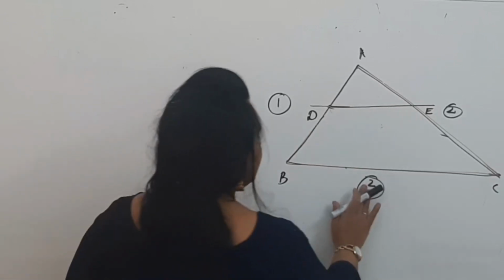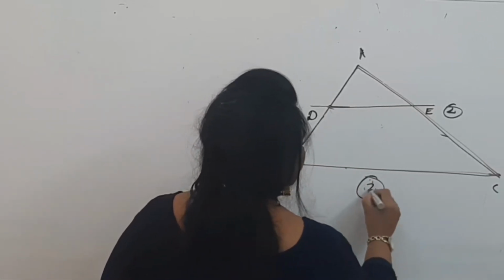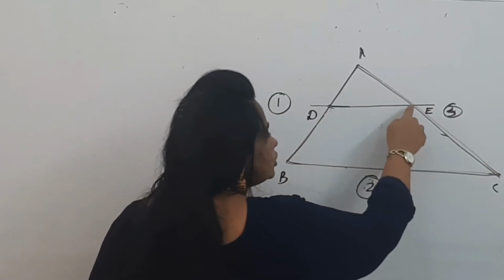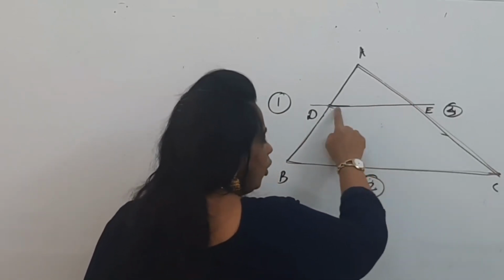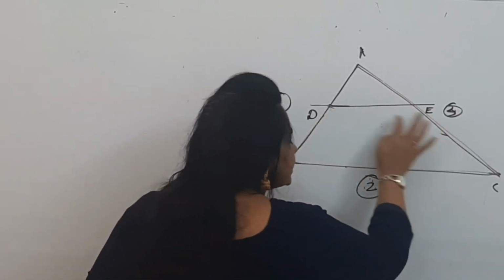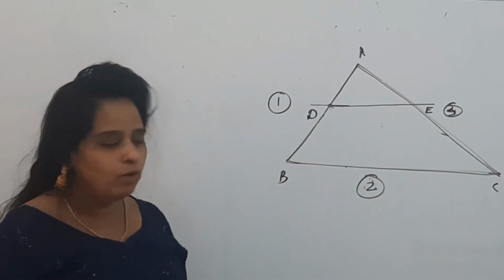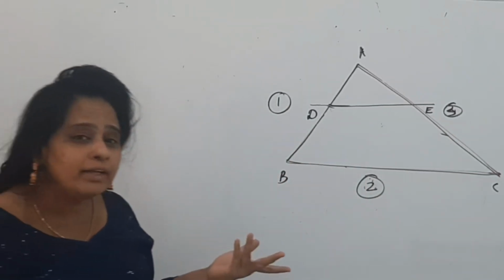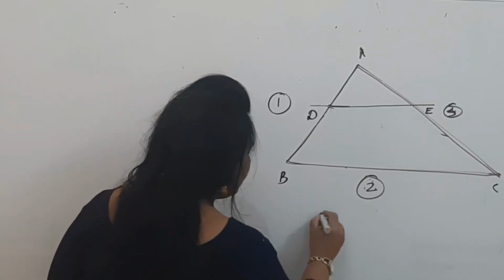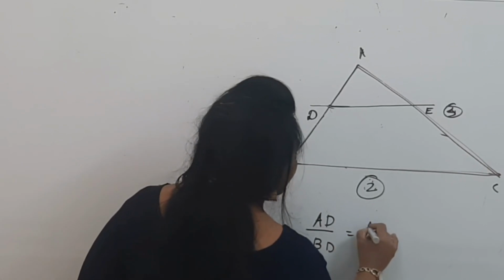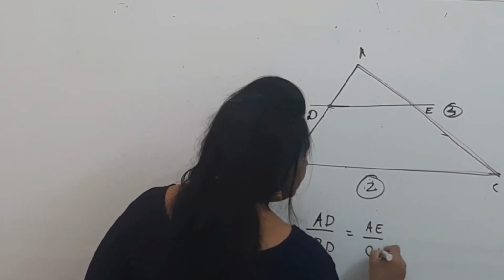So this will be the second side you can have, and this is the third side. So it will intersect the third side at two distinct points. Then those two sides are divided in the same ratio. Hope you understand. What do you mean by the ratio? Ratio is nothing but AD by BD is equal to AE by CE. That's the meaning of it.